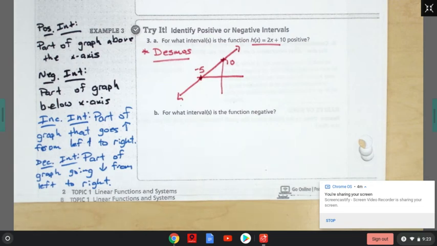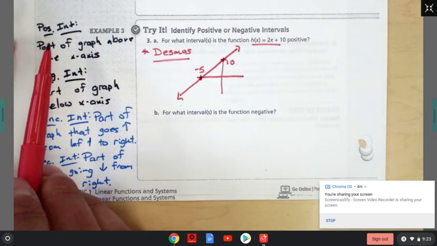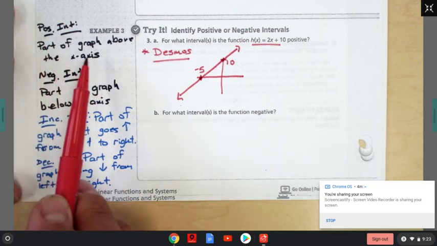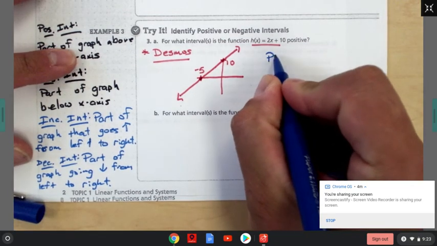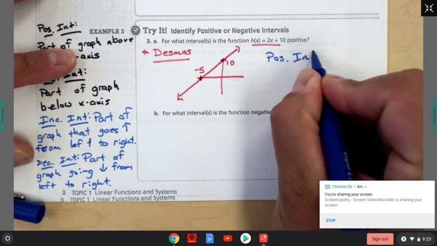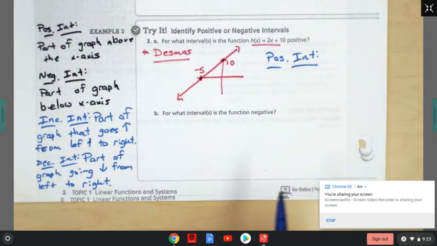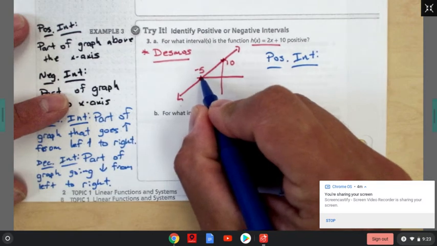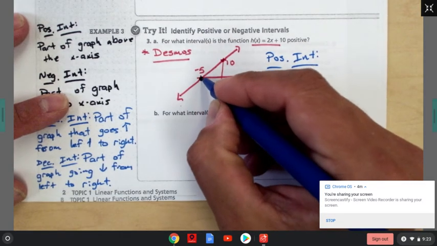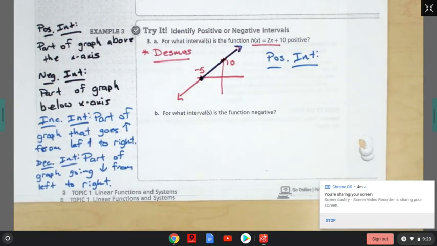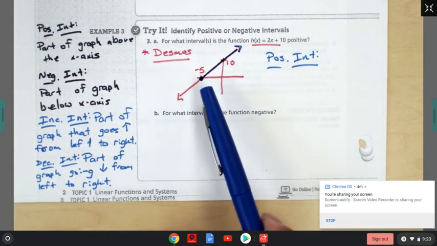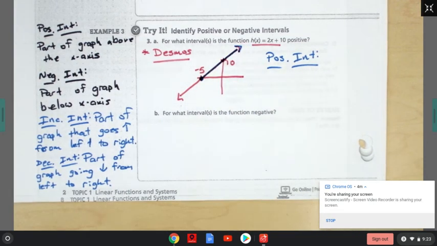So this wants to know what is the interval where the graph is positive, okay? And positive means greater than 0, so that means it's above the x-axis. So we want to know which part of this is above the x-axis. As you can see, the whole line is not above the x-axis. There's only part of it. So from this point right here to all the way up, right? It keeps going forever. That part there in blue, right? That's the only part above the x-axis. Okay, from there all the way up is positive, all right?